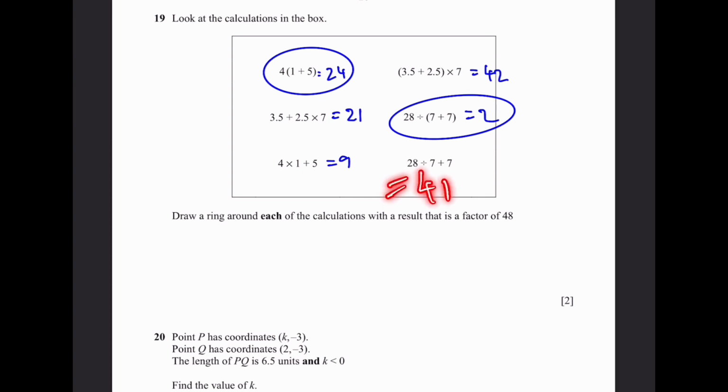That's equal to 4 plus 7, which is 11. That's not a factor of 48. So we don't circle it.